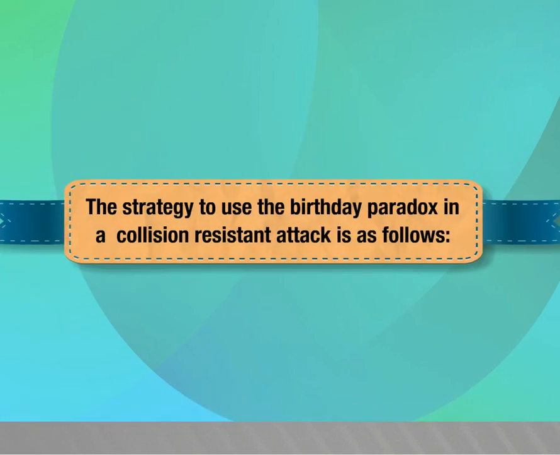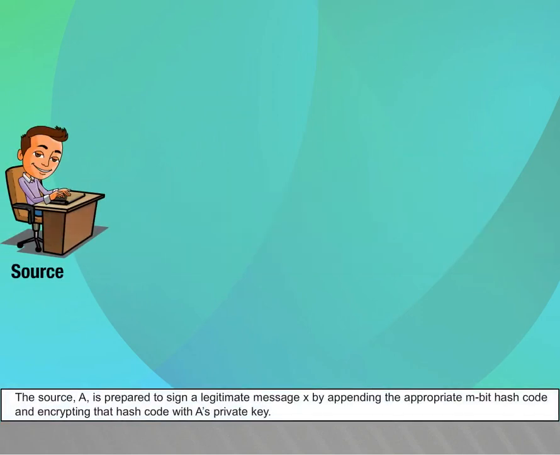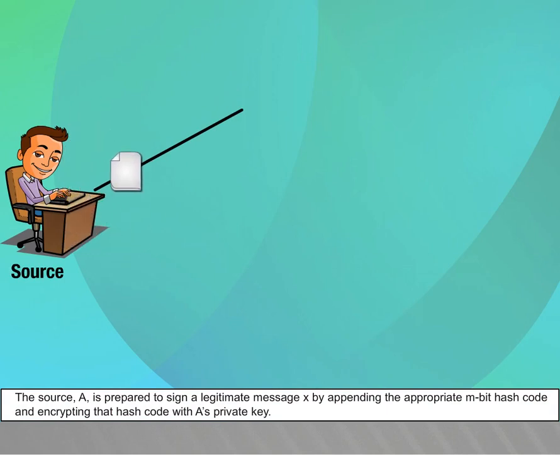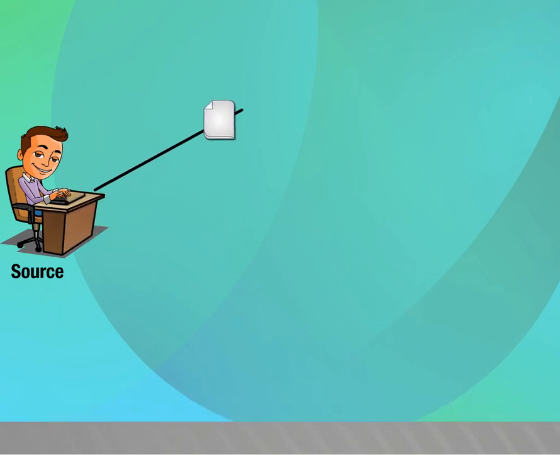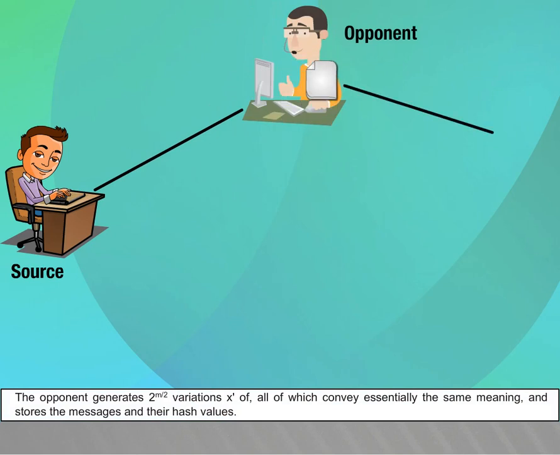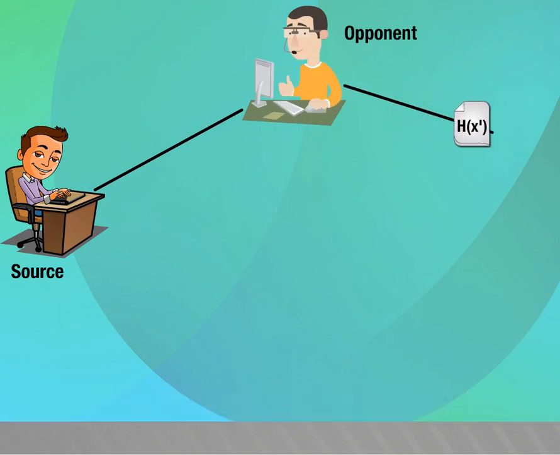The strategy to use the birthday paradox in a collision-resistant attack is as follows. The source A is prepared to sign a legitimate message X by appending the m-bit hash code and encrypting that hash code with A's private key. The opponent generates 2^(m/2) variations x' of X, all of which convey essentially the same meaning, and stores the messages and their hash values.